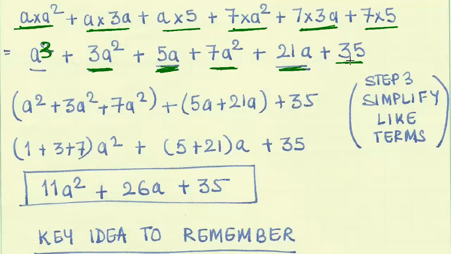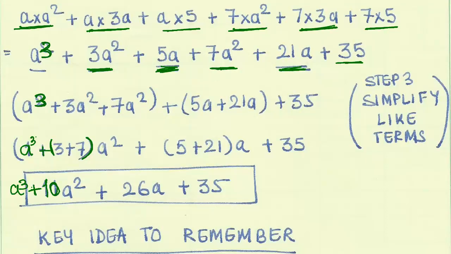Now the third step is to simplify the like terms. So as I said, the next step is to simplify the like terms. So what we do is we see, so a cube comes over here. Now how many a squares do we have? 3a square plus 7a square. So we keep them over here separately. Then how many a do we have? We have 5a plus 21a. So we can keep them over here, and this is a separate constant. So that comes down to here.